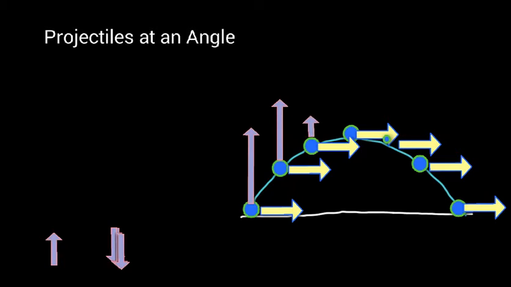So maybe I should bring some of these vectors down just to show the relative scale. So there we go. We see that the vector at this point is much larger than here, and this is much larger than this one, and this one has no y component whatsoever.